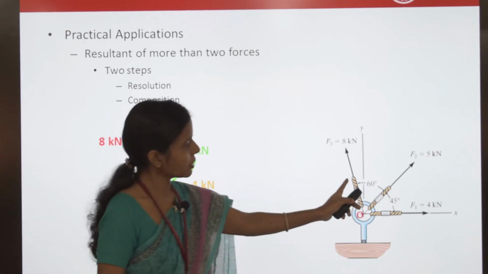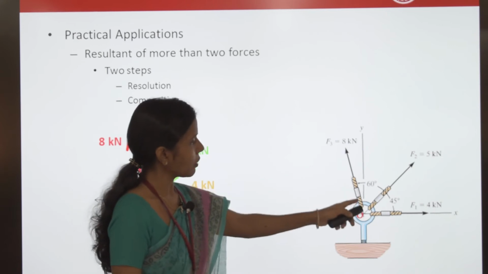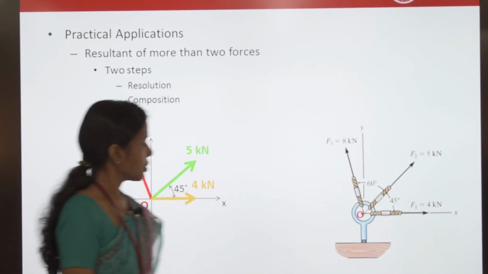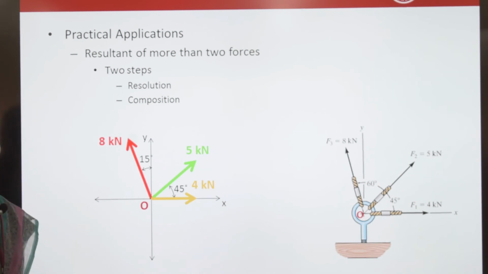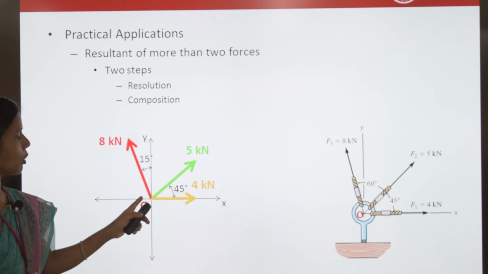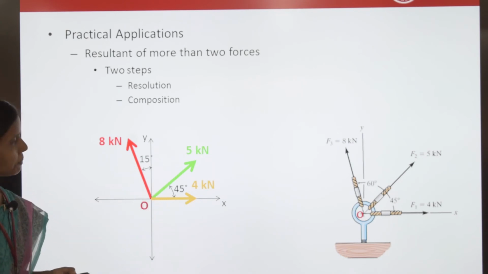Now, what is the angle the 8 kilonewton force is making with respect to the y axis? The total angle is 60 plus 45 with respect to the horizontal. So with respect to the y axis, it will be 60 plus 45, which is 105, minus 90. So what is that angle? 15 degrees. So this completes it: I have converted that hook into a particle, and then I have used the principle of transmissibility.